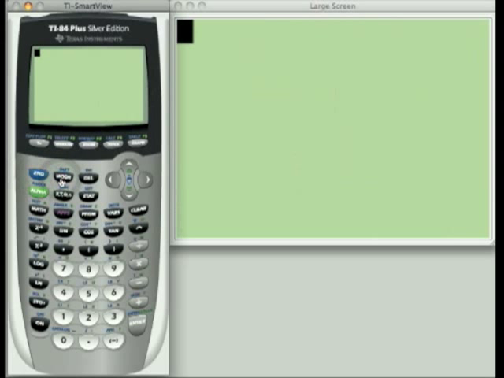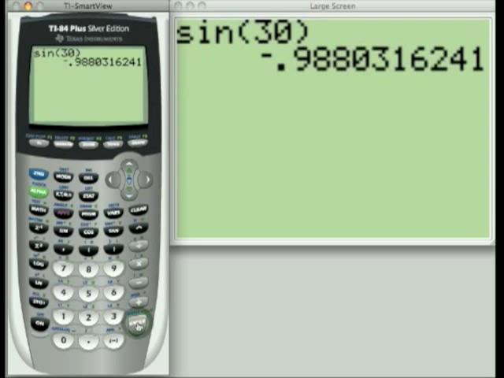If I go back to my home screen and I enter in sine of 30, the calculator default is set to radians. So this will read the sine of 30 radians. When I hit enter, it yields that value right there. Now let's go back and change it to degrees. We'll see what happens.